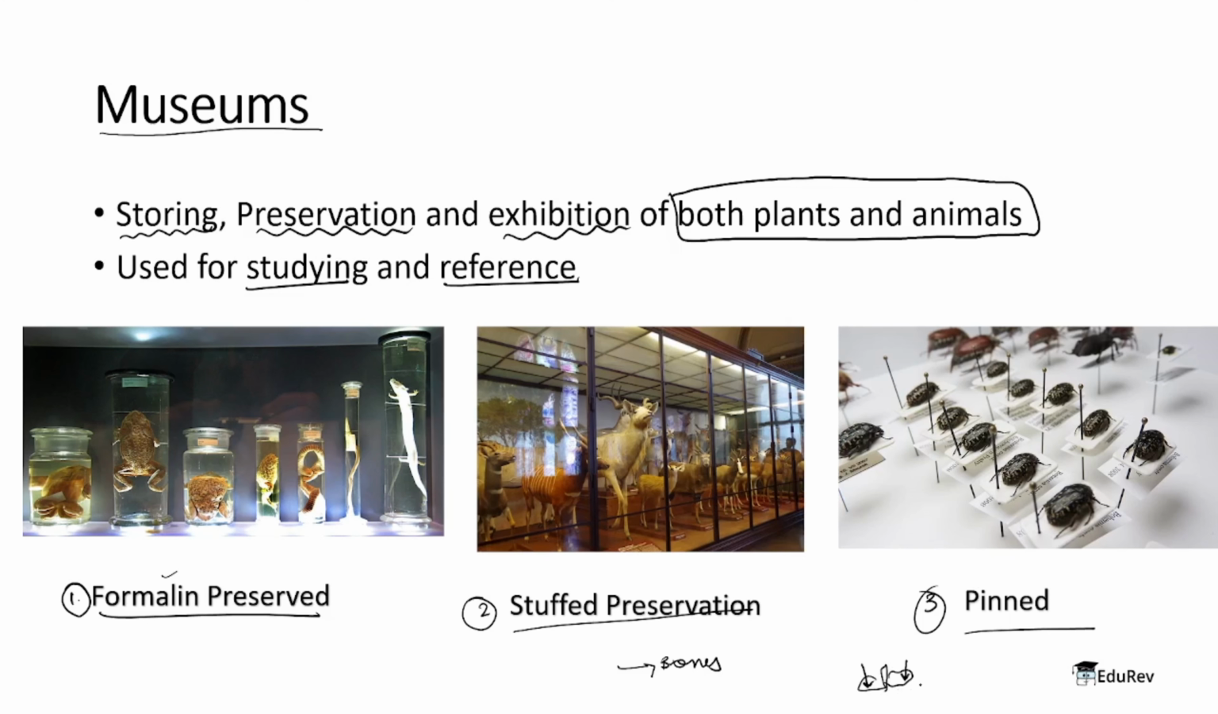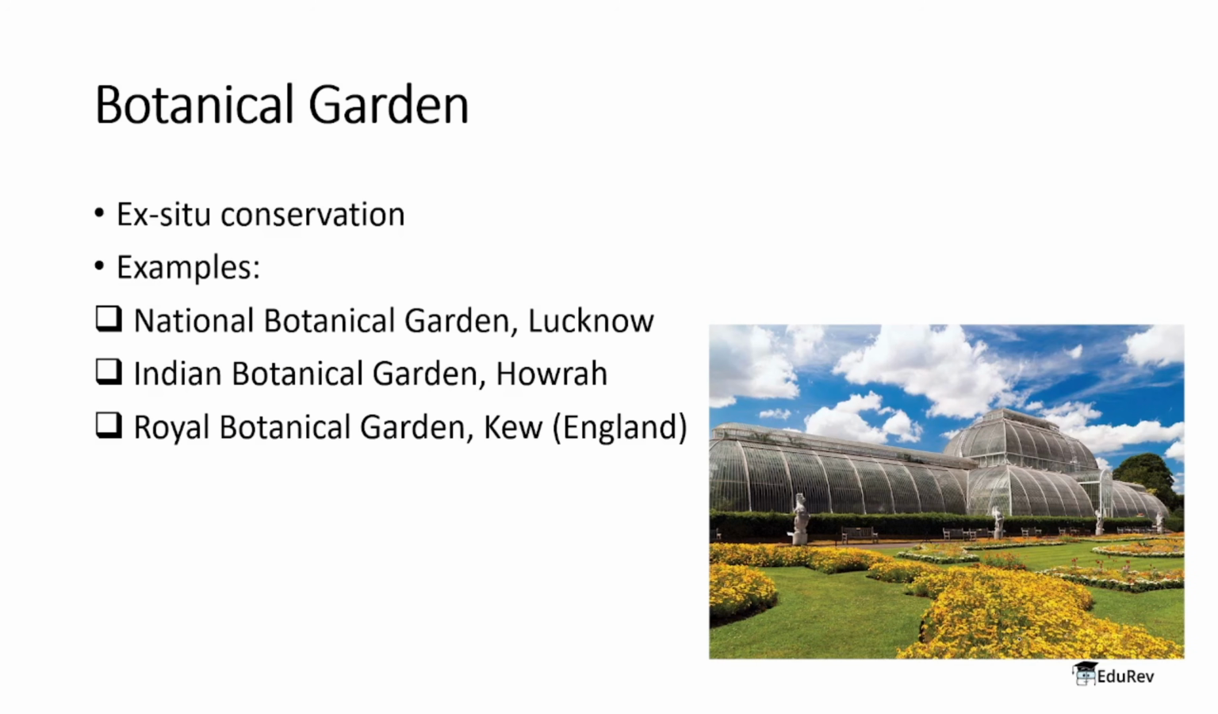Great. As you can see, now our next is the botanical gardens. This is the third type of our taxonomical aid. Now here it's written the term ex situ conservation. What do we mean by this? In a botanical garden, what we do is take species out of their natural habitat, and then we conserve them at a different place. That is what a botanical garden is all about.